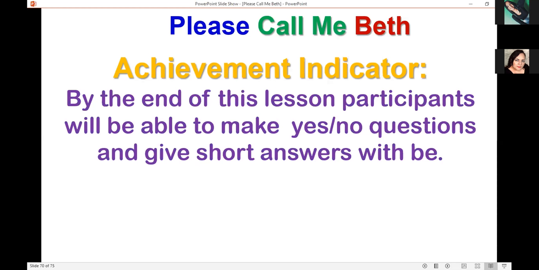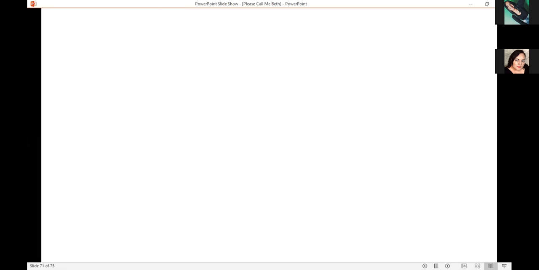¿Todos leyeron? By the end of this lesson, participants will be able to make yes, no questions and give short answers with B. And give short answers.